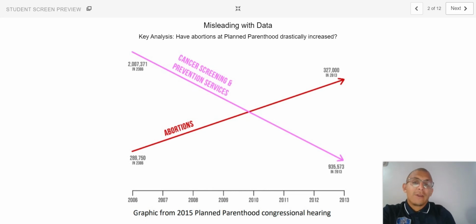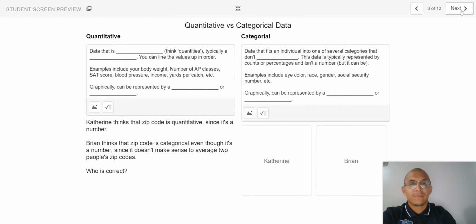All right, so before you, we have a graphic of the services that Planned Parenthood offers. Planned Parenthood is a women's healthcare clinic. So aside from cancer screening and prevention services, Planned Parenthood also offers the ability to obtain an abortion. Today's key analysis is: have abortions at Planned Parenthood drastically increased based on this graphic, which was shared at a 2015 Planned Parenthood congressional hearing? Before we get there, we need to comb through and establish some foundational baseline vocabulary words.